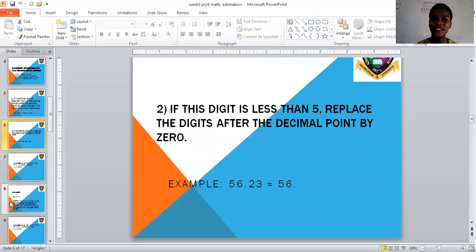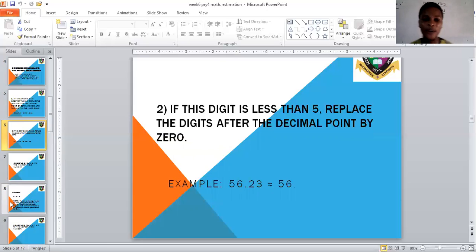The second one says, if this digit is less than 5, replace the digits after the decimal point by 0. Now, if you look at the example, the main difference between this instruction and the first one we read out is that whenever the figure in the 10th place is bigger than 5 or up to 5, you add 1 to the unit. But whenever it is less, you don't add anything. You just leave it the same and only change that 10th figure to 0. Whereas in the other one, we change the number in the 10th place to 0 and add 1 to the figure in the unit place.